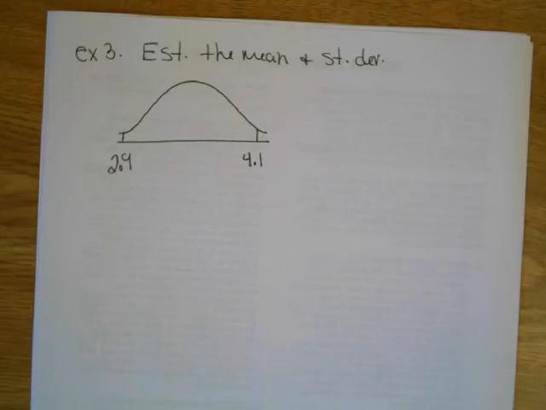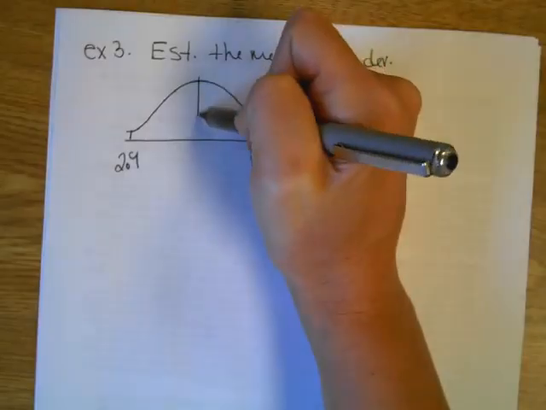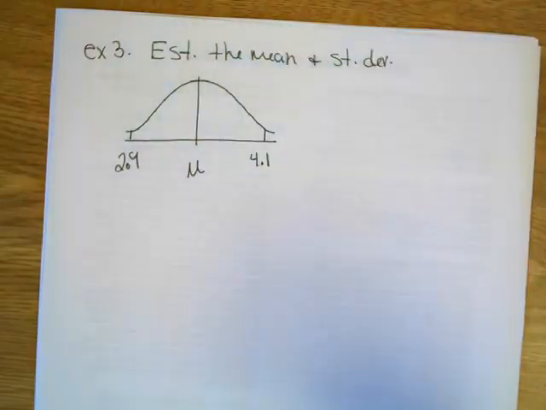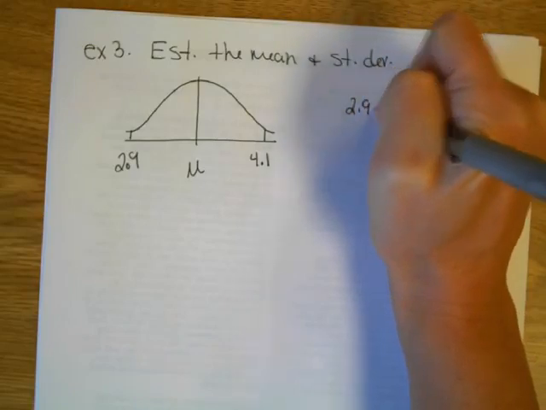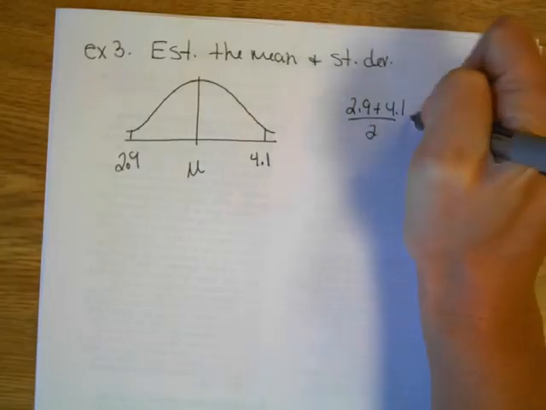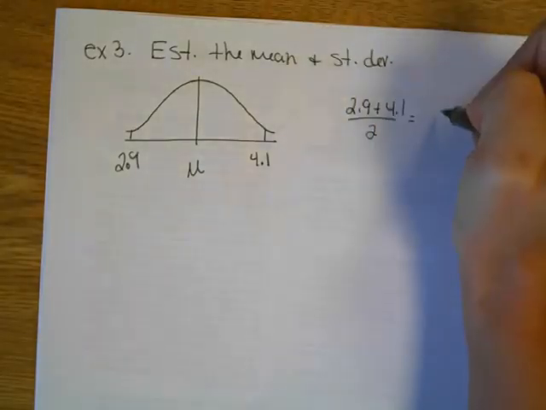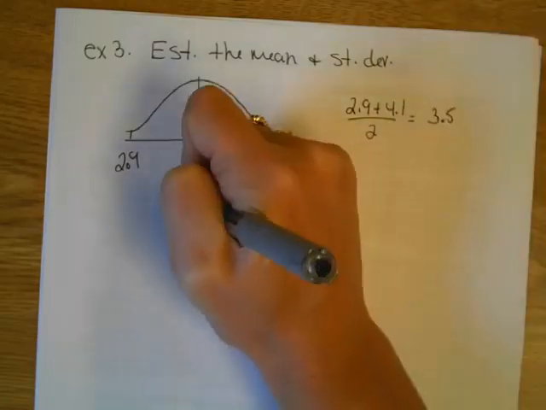So where's the mean going to be at? And how do I find it? Symmetrical. The mean's right here. How do I find this value? There you go. You're going to average those two outside points. 2.9 plus 4.1. Divide by 2. So our average is 3.5. All right.